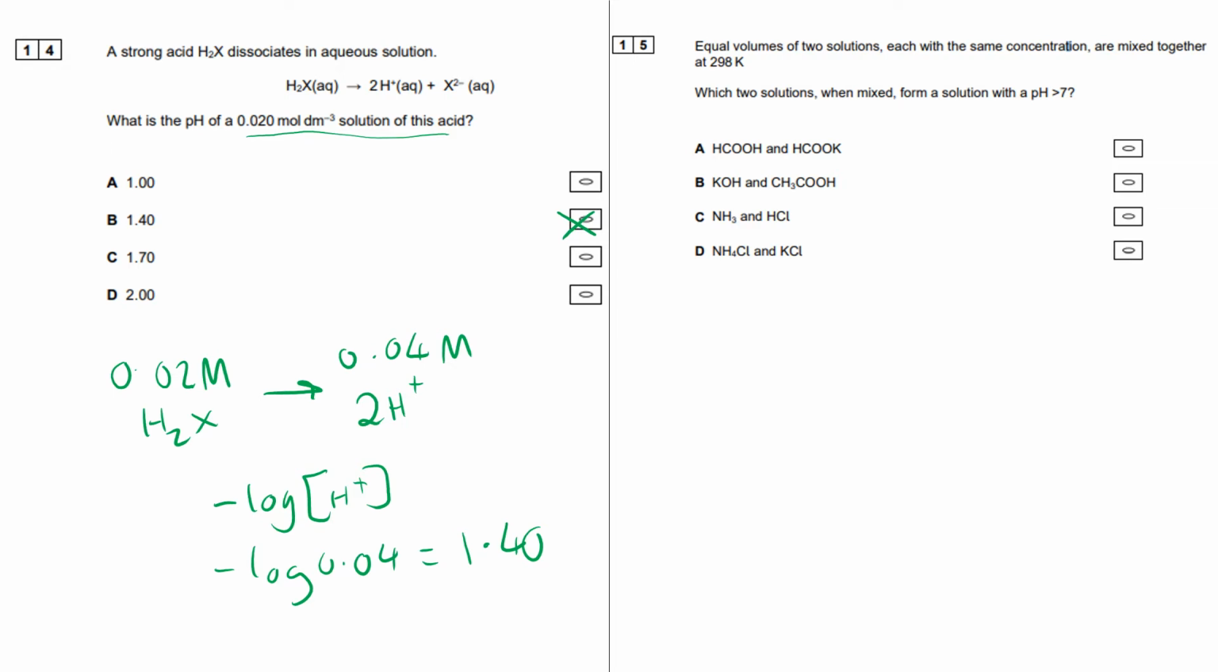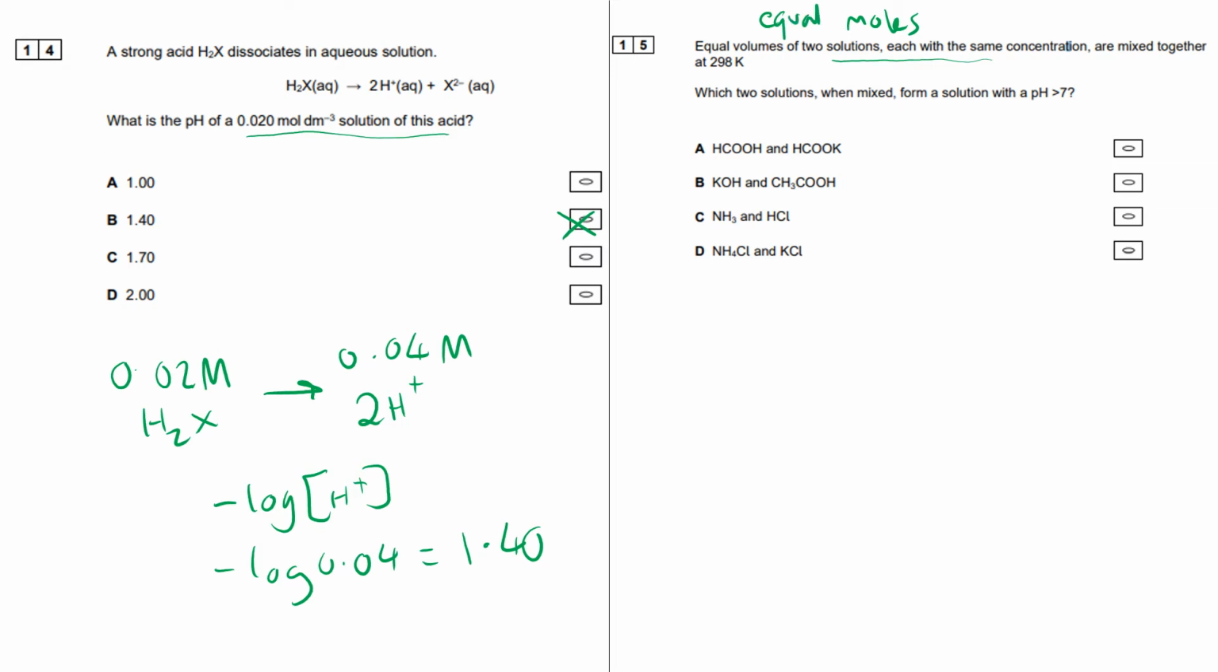Question number 15. Equal volumes of two solutions, each with the same concentration, are mixed together. Which one's going to form a solution with a pH of greater than 7? So which one will have an alkaline pH? Just to highlight the top bit that I've underlined, they've got equal volumes and equal concentrations, so the moles of the mixtures are going to be the same. It's going to be equimolar.